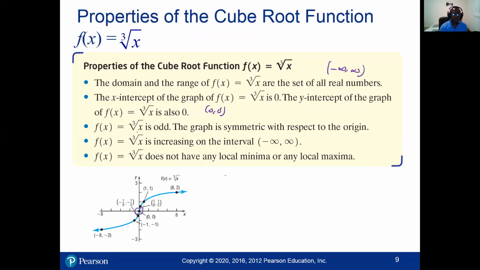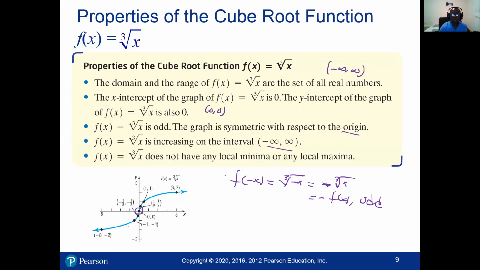Yes, this is odd, because with the same explanation, if you plug in negative x, you get the cube root of negative x, and this is equal to negative of the cube root of x, and that is minus f of x. And therefore, this is odd. So if it is odd, we know that it is symmetric with respect to the origin. And then it's an increasing function on its domain. Does it have a local maximum or local minimum? We cannot tell.